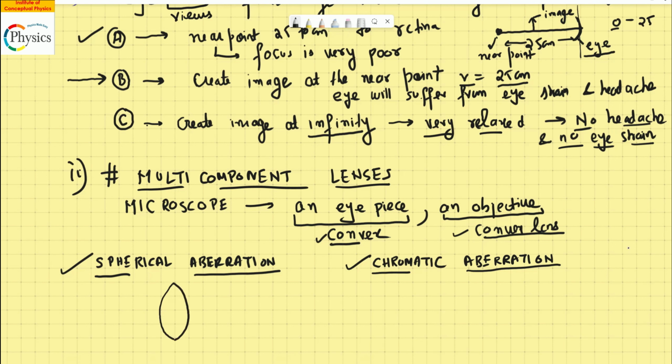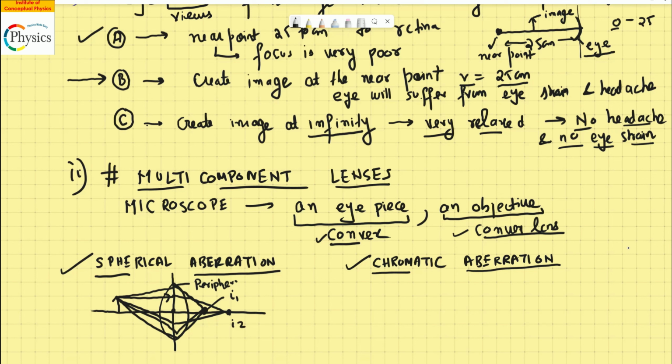Spherical aberration is what happens if you see this lens and you have an image: when the rays go to the periphery, periphery means the corner, they bend like this. Whereas the rays close to the center of the lens converge somewhere else. So all the rays close to the center converge here, and those close to the periphery converge here. You can see this is image number one and this is image number two.